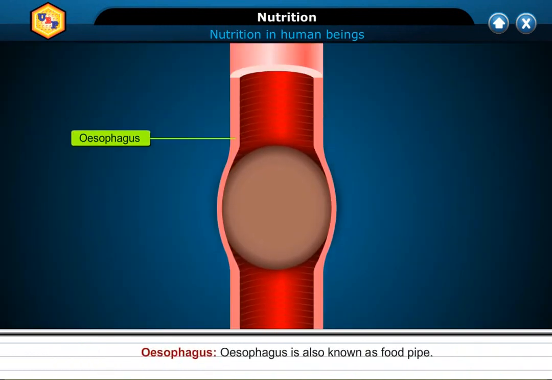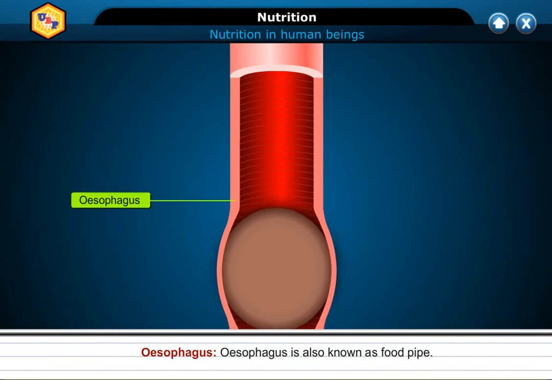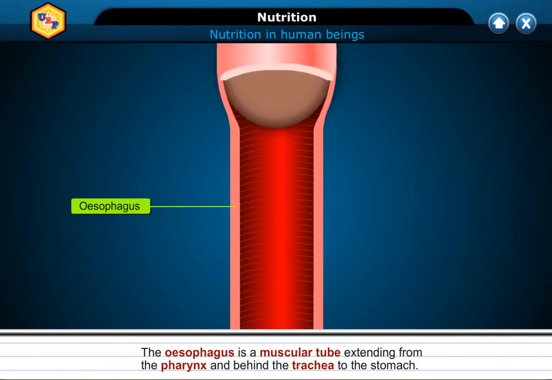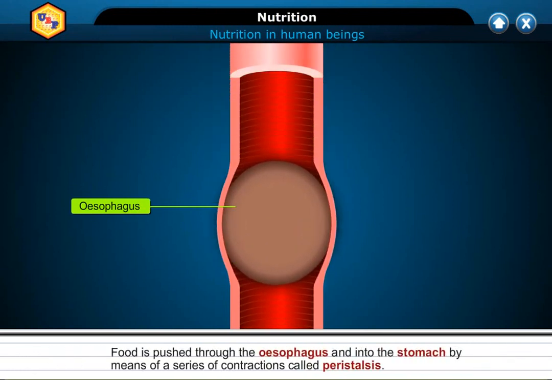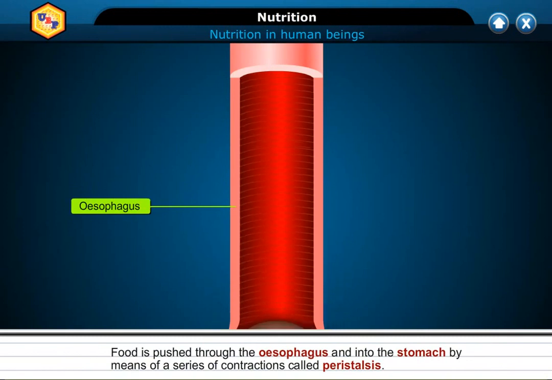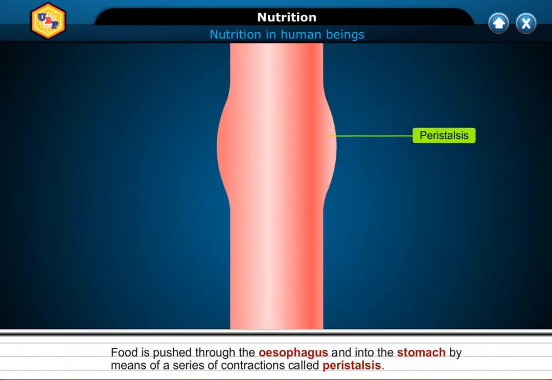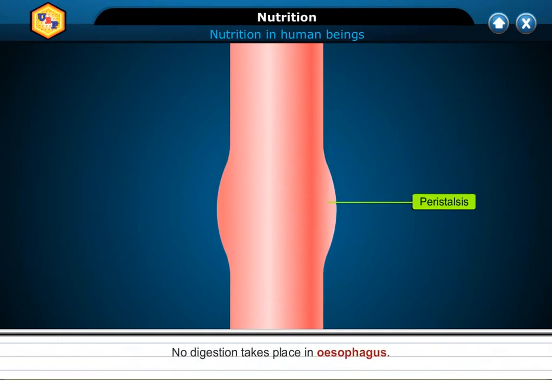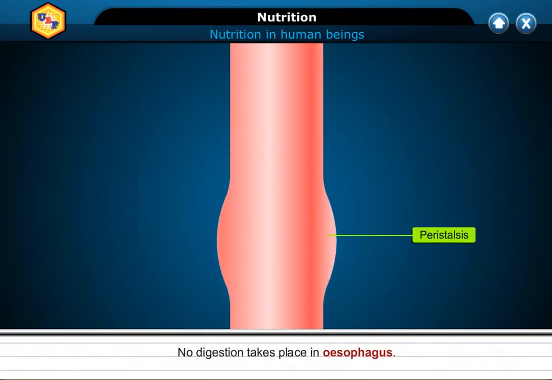Oesophagus. Oesophagus is also known as food pipe. The oesophagus is a muscular tube extending from the pharynx and behind the trachea to the stomach. Food is pushed through the oesophagus and into the stomach by means of a series of contractions of muscles called peristalsis. No digestion takes place in oesophagus.